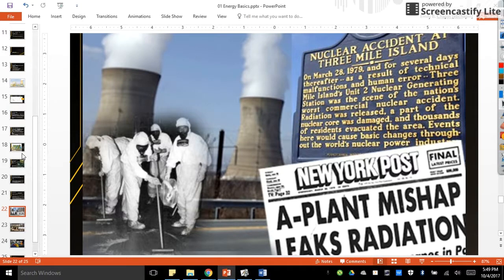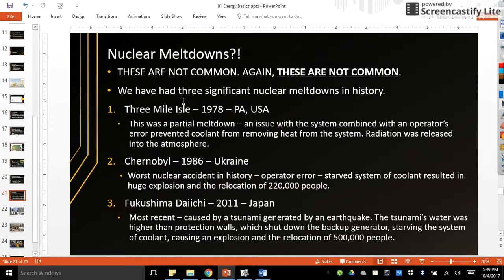This one was just an operator's error. They did not allow the correct amount of coolant to get to the system, resulting in a partial meltdown. The Three Mile Island nuclear power plant still is in operation today.